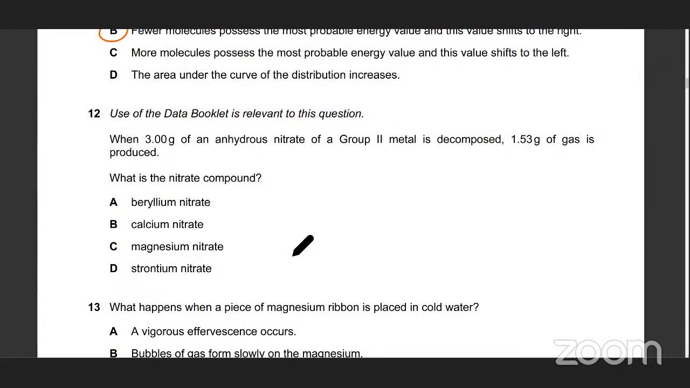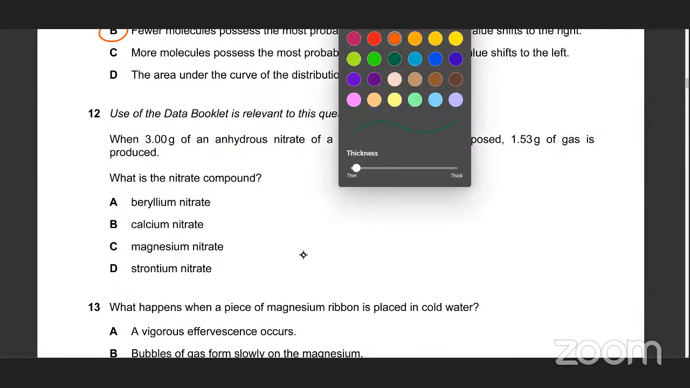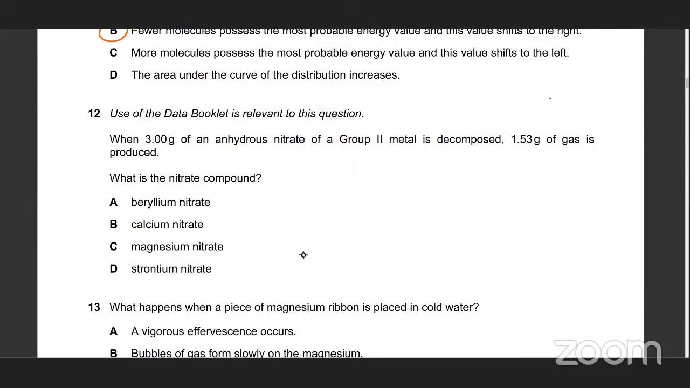Achha, फिर next is there's an anhydrous nitrate of a group 2 metal, and it's being decomposed, and 1.53 grams of a gas is being produced. Now there are two ways of solving this question. One of the ways is कि बारी बारी सारों को सॉल्व करना शुरू करो और फिगर आउट करो कि ये जो डेटा है ना, this data, which compound does it match with, and they're all group 2 nitrates.